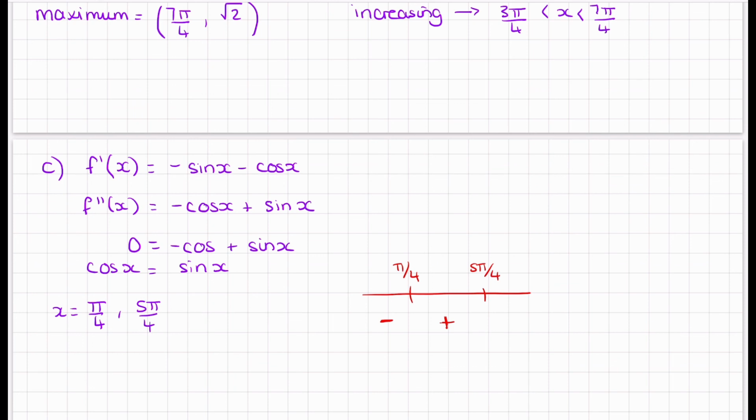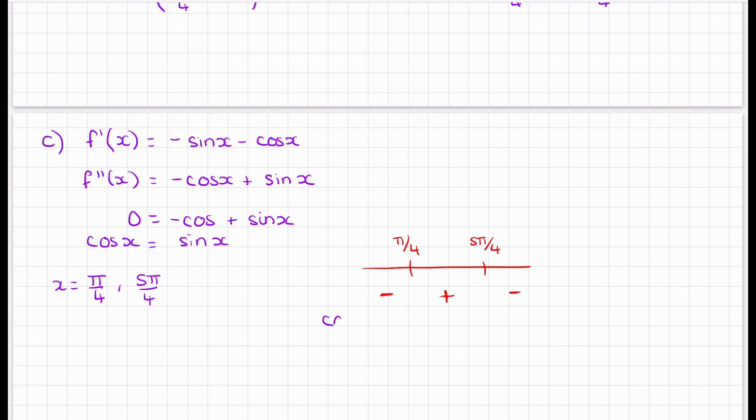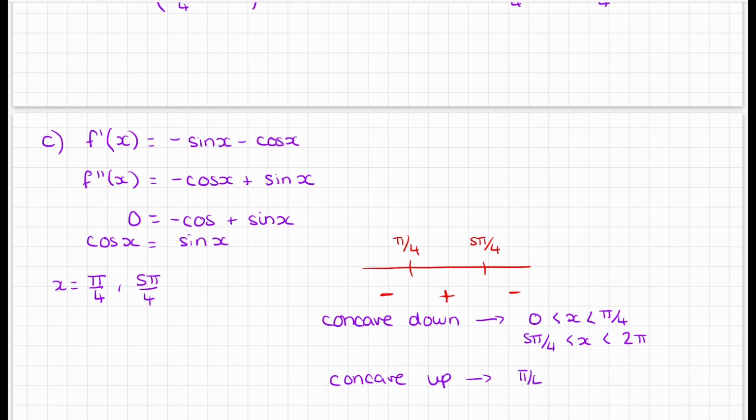Pick a number between 5 pi on 4 and 2 pi, and then you find that's negative. So this tells us it is concave down between 0 and pi on 4, and also between 5 pi on 4 and 2 pi. It is concave up, where it is positive, which is between pi on 4 and 5 pi on 4.